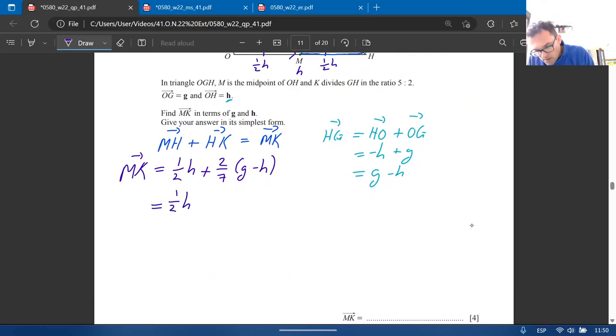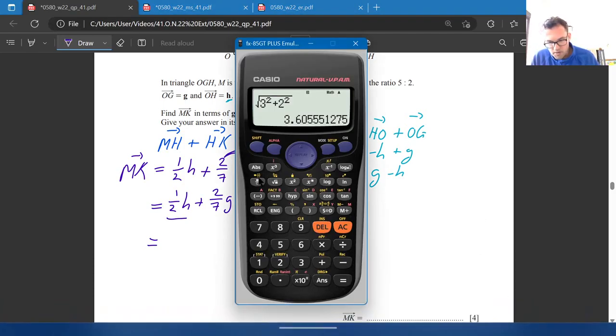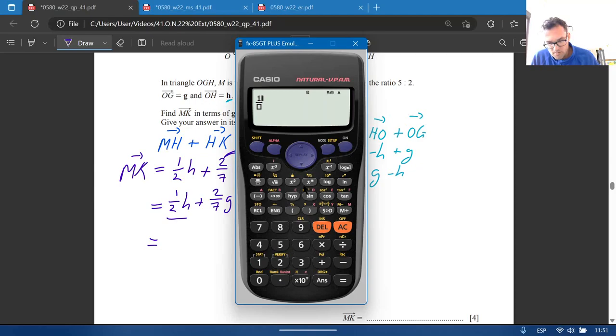Let's just expand those brackets. So 2 sevenths G and 2 sevenths times minus H is minus 2 sevenths H. So we just expanded the brackets there. Now we just need to collect like terms. A half H minus 2 sevenths H. Just rope in the calculator there to save our time and brain power.